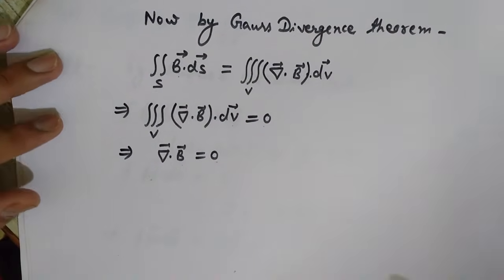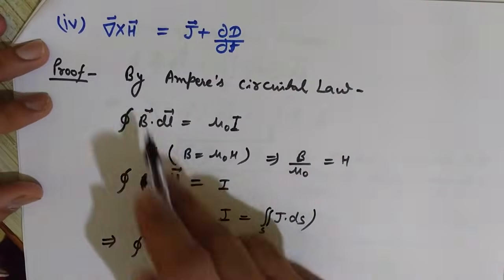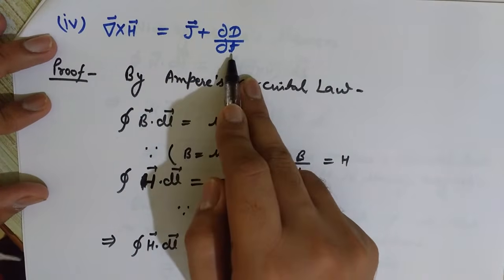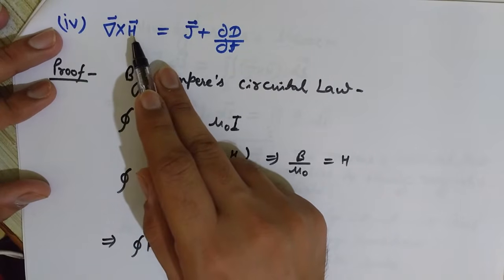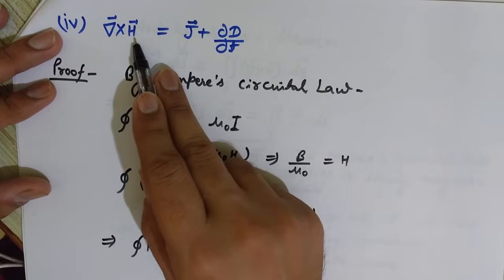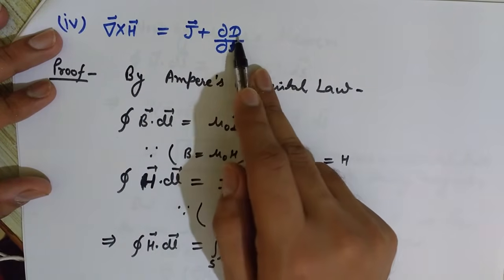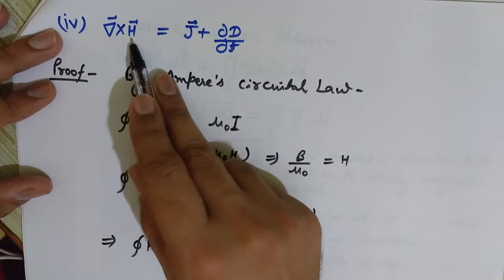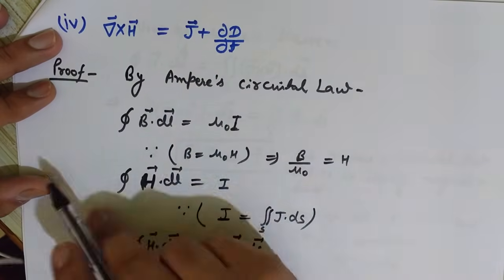Now we will see the fourth and final equation of Maxwell, which is based on Ampere's circuital law. The fourth equation is curl of H is equal to J plus del D by del t. Here, as I told you, H is the magnetic field intensity, J is the current density, and D is the electric flux density. So curl of H is equal to the summation of J plus del D by del t.